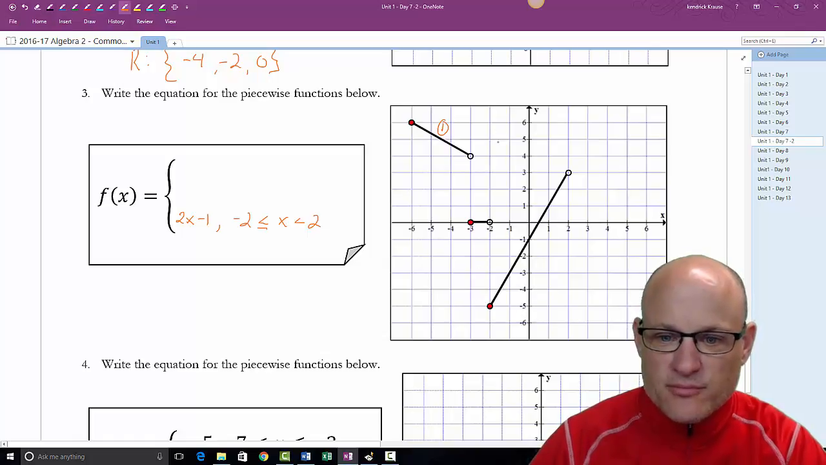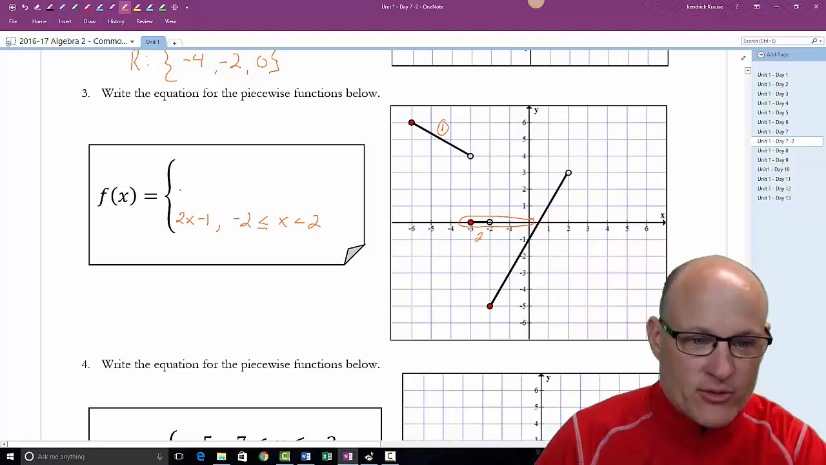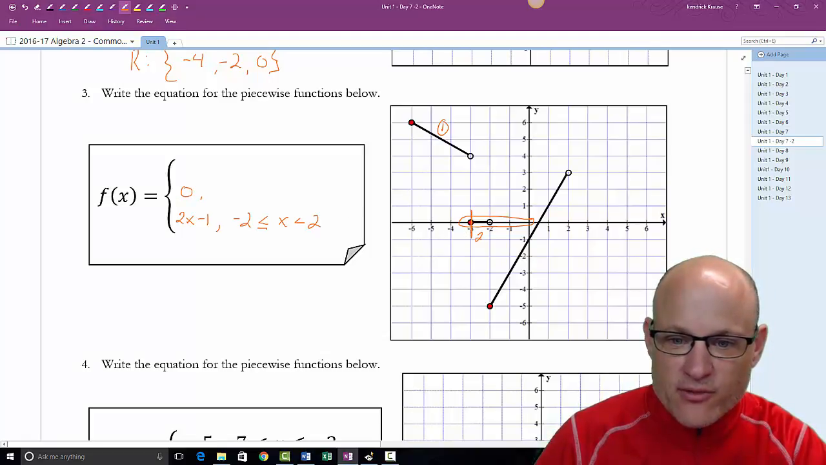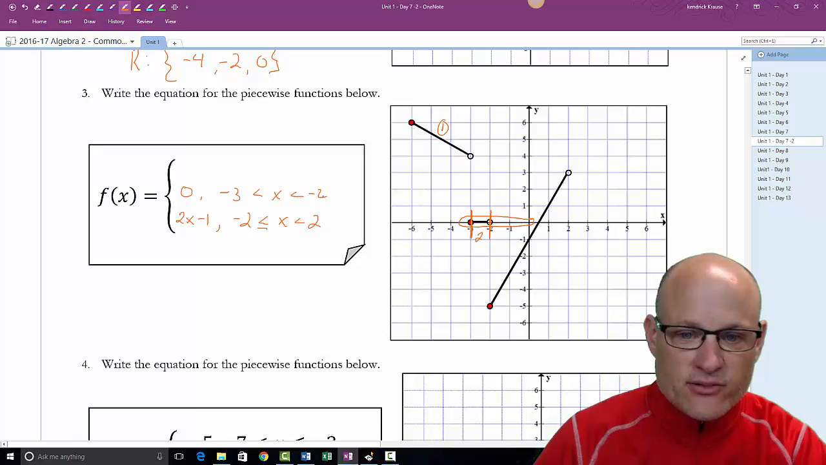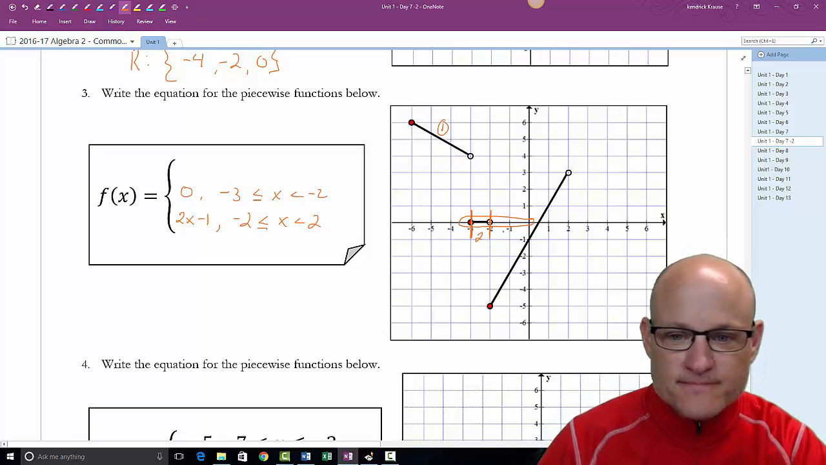Piece 2. This is piece 2, remember. That's pretty easy too. What is that y value right there? Remember, that's a horizontal line, so what's that y value? It's a constant y value there, and that value is 0. And that goes from -3 to -2. So -3 is less than x is less than -2. It's got the equal to right here.